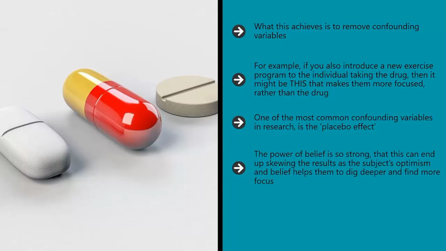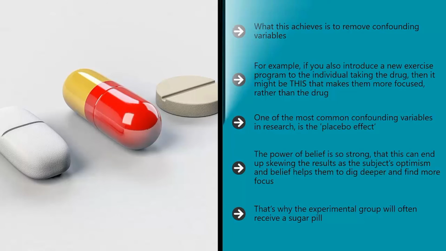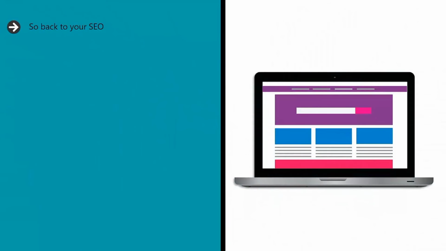The power of belief is so strong that this can end up skewing the results as the subject's optimism and belief helps them to dig deeper and find more focus. That's why the control group will often receive a sugar pill. This way, both groups think they are getting something, and you can thereby rule out the role of placebo in the study. So back to your SEO.